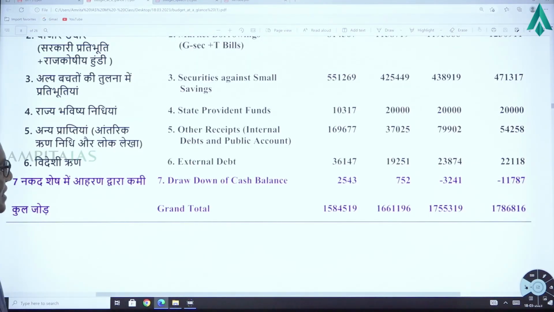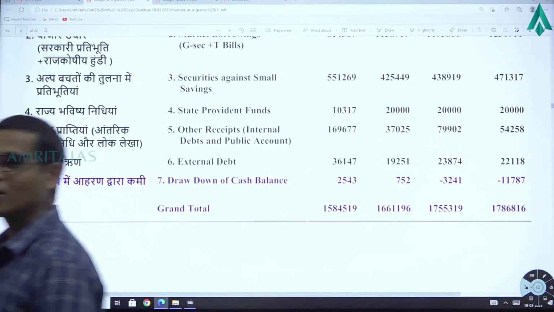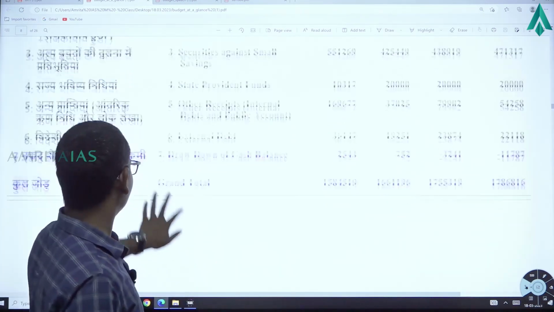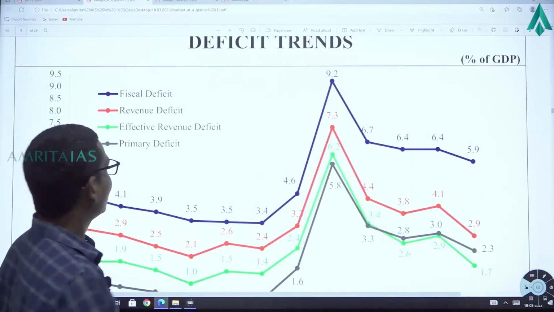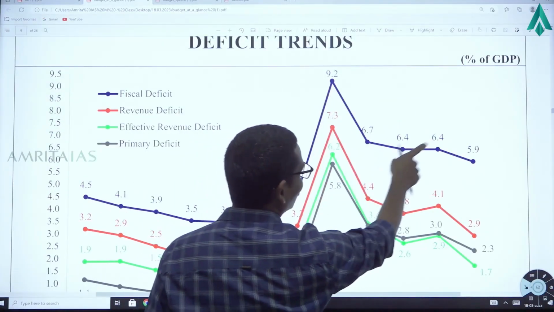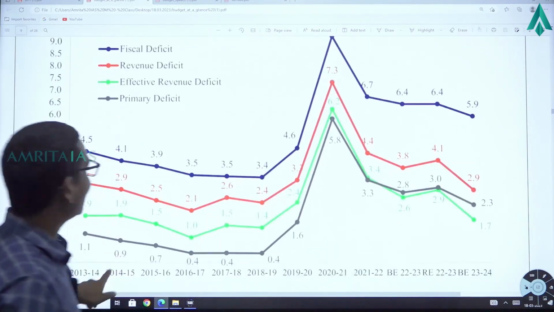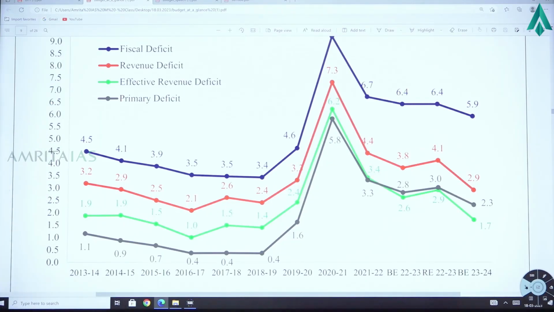Other receipts. External debt is how much this year? 22,118 crore. This is the external debt this year. Is it clear? Grand total is this. Deficits. Okay, just have an idea. Fiscal deficit 9.2, 6.7, 6.4, 5.9. Revenue deficit. Primary deficit, effective revenue deficit. See, just a minute. Effective revenue deficit, primary deficit. Okay, there is no relation.